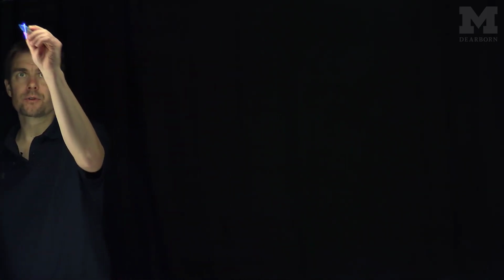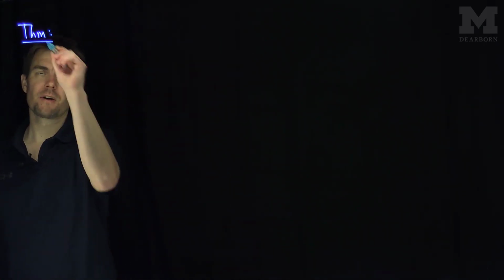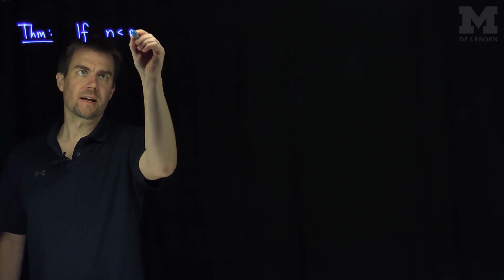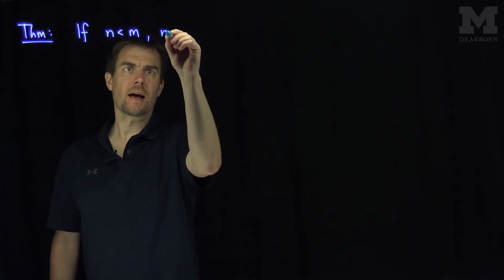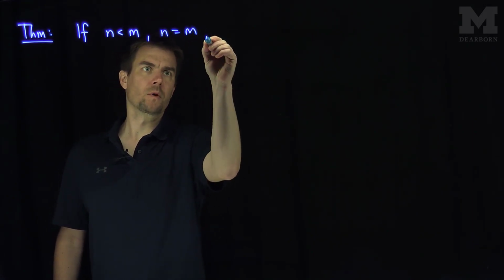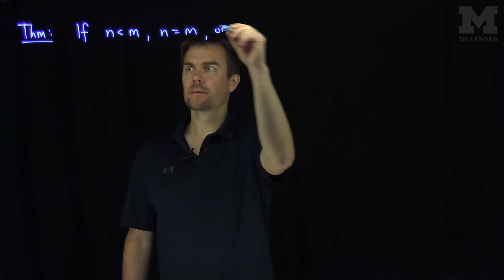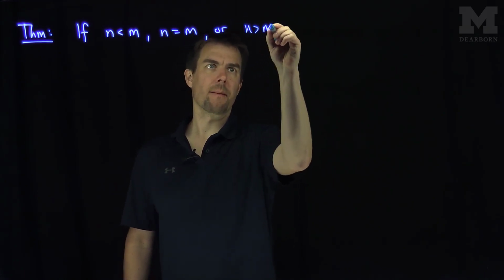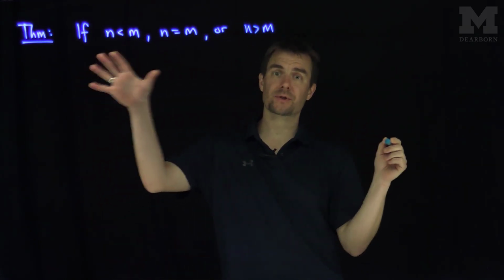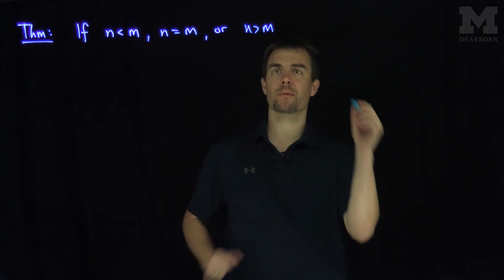Hello students, in this video we'll discuss ordering properties of the multiplication operator on the natural numbers. Here's our first result. If n is less than m, n is equal to m, or m is less than n, so I have three separate cases. These cases exhaust all the cases with n and m in the natural numbers.